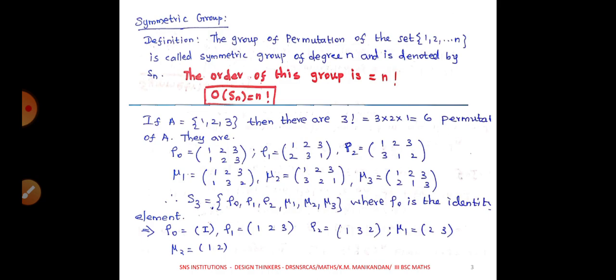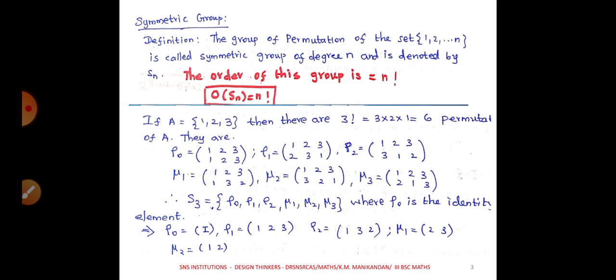Next we define the symmetric group. The group of permutations of the set {1, 2, 3, ..., n} is called the symmetric group of degree n, and it is denoted by Sn. The number of elements in this group is n factorial. Therefore the order of Sn is n factorial. So this is a general formula. With this we can find that the number of elements in S3 is 3 factorial, which is 6 elements.